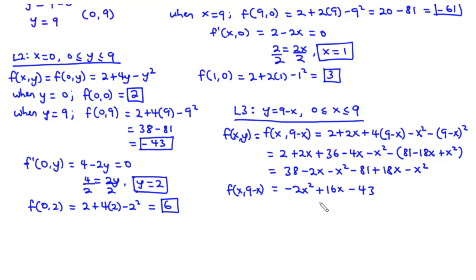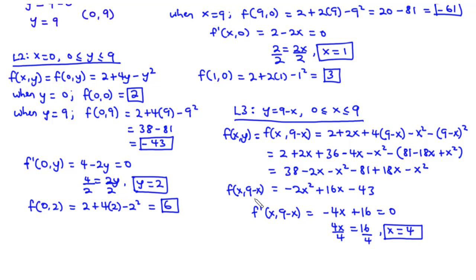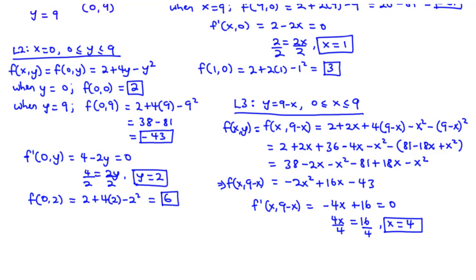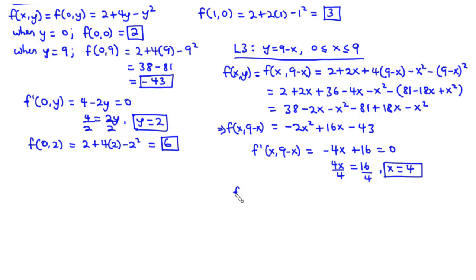Now because this is a quadratic function, we need to find the derivative of this function with respect to x. So we have f prime of (x, 9 minus x) equal to negative 4x plus 16, and we set that to 0. So we have 4x equals 16. We divide through by 4, and then we have x equal to 4. So we are going to put this value into this function, so that we have f(4, 5). Now 9 minus 4 is 5.